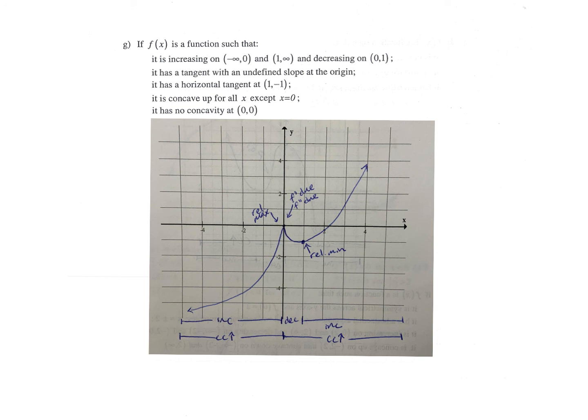All right, so concave up and increasing, concave up decreasing, concave up increasing. We still have a relative minimum. All right, pretty good. All right.